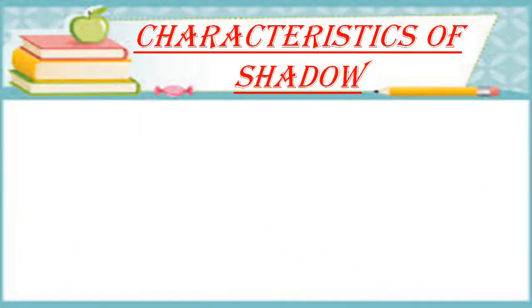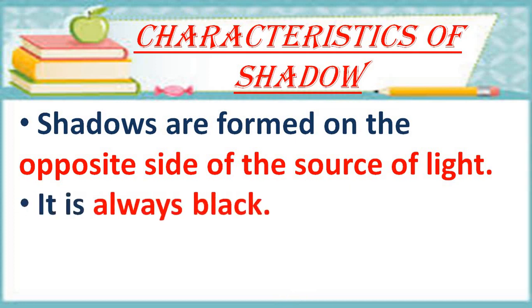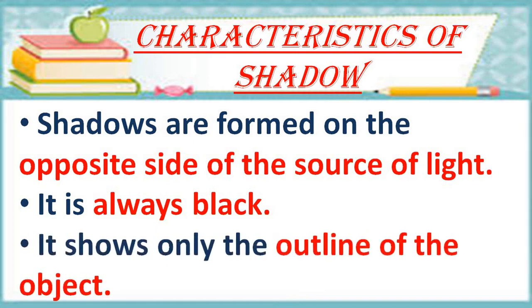Now let's discuss the characteristics of the shadow. First is, shadows are formed on the opposite side of the source of light. Second, a shadow does not show the color of the object. It is always black. If you are using an object of red color, blue color or any color, the shadow will always be dark and black in color. A shadow only shows the outline of the object. It will not show the detail of the object used for making the shadow.